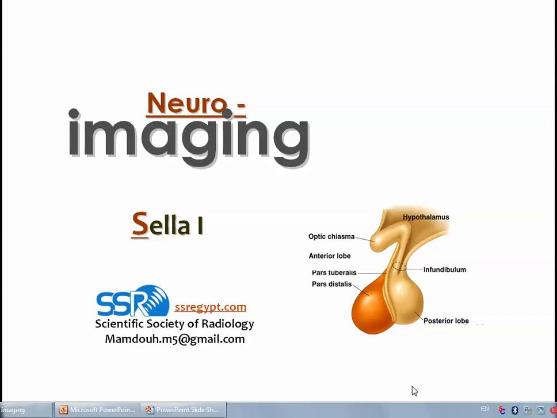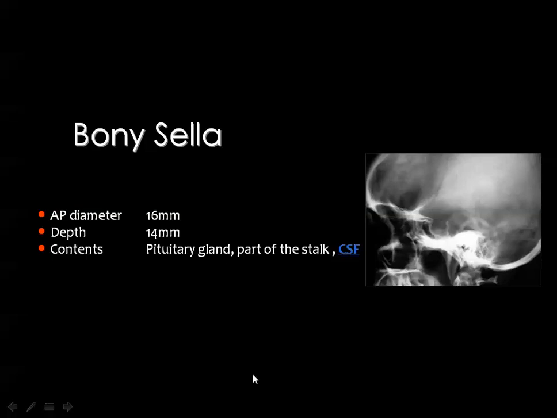The first part will deal with the intrasellar pathology as well as the anatomy of the pituitary gland, and the second part will deal with the rest of the related areas like the suprasellar pathology and the parasellar pathology.